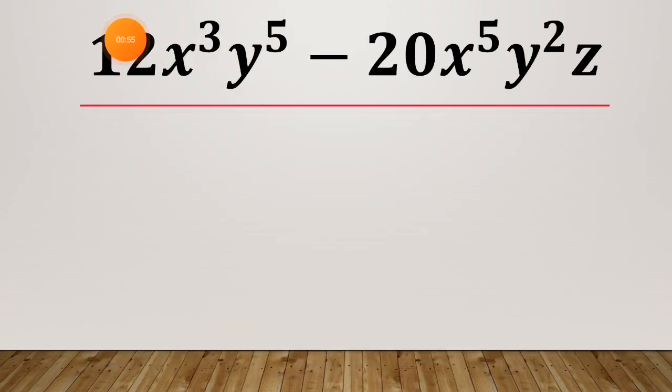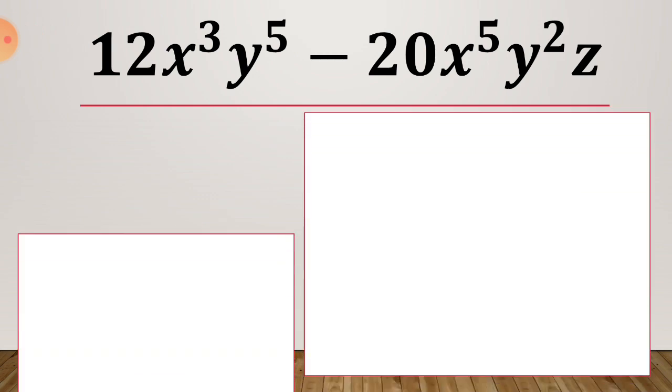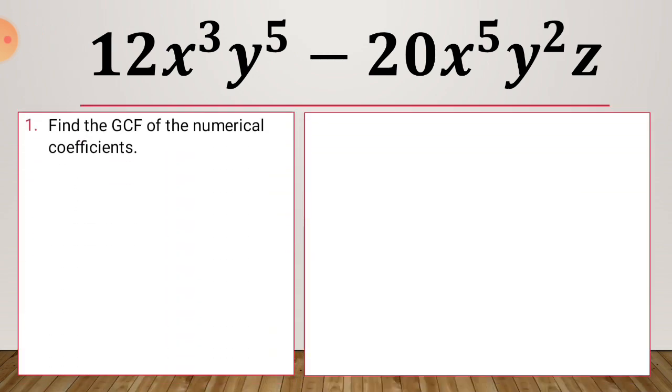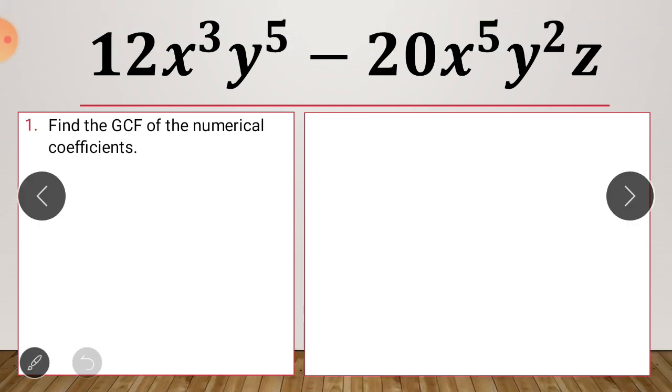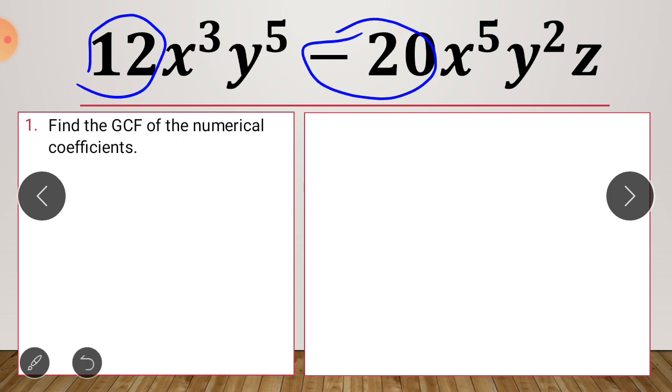So, we have this one, 12x cubed y raised to 5 minus 20x raised to 5 y squared z. Okay, so let's recall what the steps are. Step number 1, find the GCF of the numerical coefficients. So on this given, the numerical coefficients are 12 and negative 20. So how do we find the GCF? Let's just list down all the factors of 12 and 20.